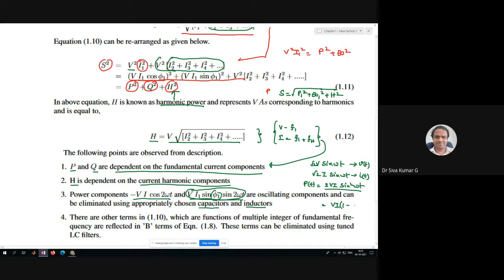what do you get over here? It is cos 2 omega t. This term gives only the real power. This term will be there when you have a pure resistive load also. When you consider a pure resistive load, it will be there. But this other term we are missing out here.